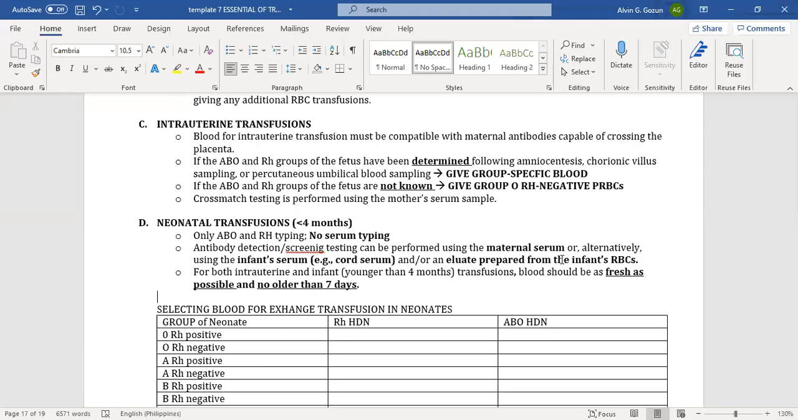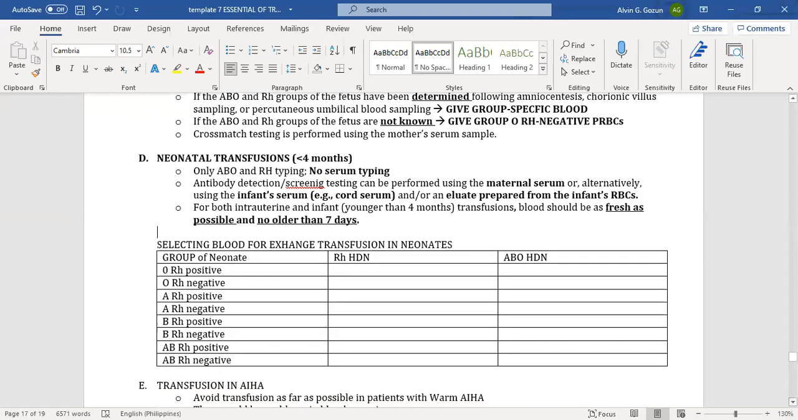Selecting blood for exchange transfusion in neonates. So, wait lang. Group of neonate, pag baby daw, kapag ang baby may RH-HDN, ORH positive, anong kailangang ibigay na dugo? Sige nga.